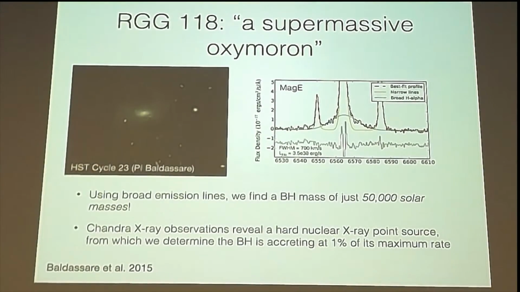And Chandra X-ray observations also revealed a hard nuclear X-ray point source, which helped further confirm the presence of an active galactic nucleus in this galaxy, and also helped us determine that it was accreting at about 1% of its maximum rate. So it's a really tiny little monster in this pretty typical everyday tiny spiral galaxy.